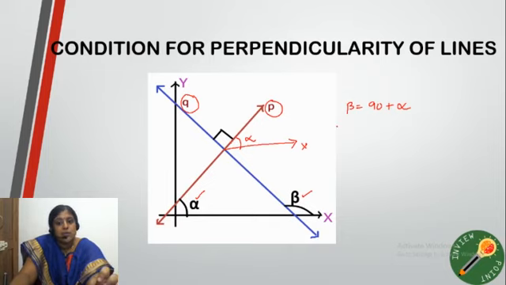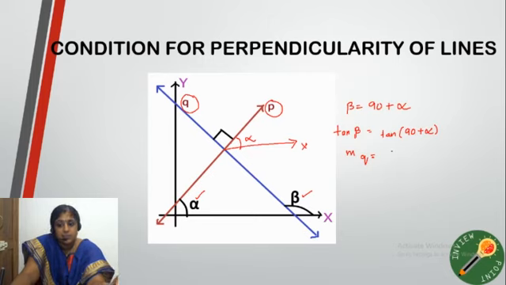Now take tan on both sides. We can say tan beta is equal to tan of 90 plus alpha. Then what is tan beta? That is the slope of the line, here it is Q, right? So m_Q is equal to tan of 90 plus alpha. You can write it as minus cot alpha, right? Tan (90 plus theta) is equal to minus cot theta.